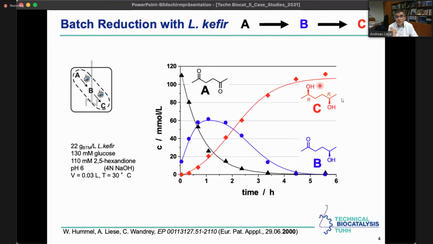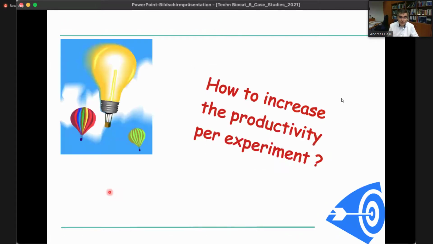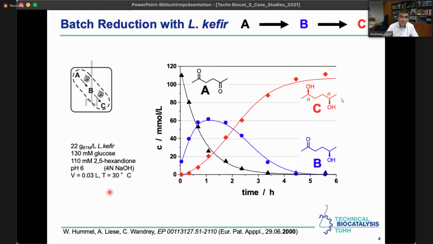We have complete conversion. And if we look at the reaction conditions, we have 22 grams of biodry mass per liter of the Lactobacillus kefir cells. We have a 130 millimolar limit excess of the glucose in relation to the starting material, 110 millimolar hexanedione, pH 6, 30 degrees. Now, excellent, I would say. Couldn't be better, one would think.